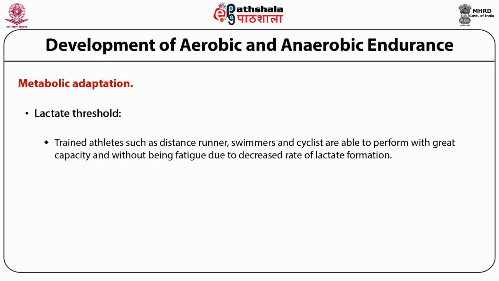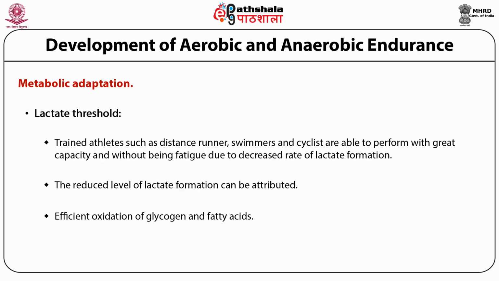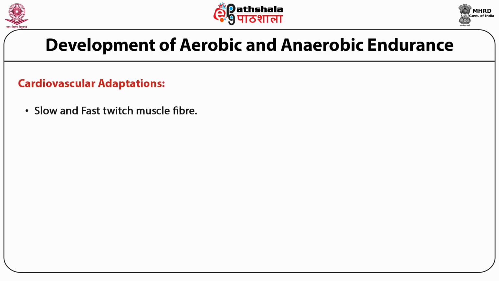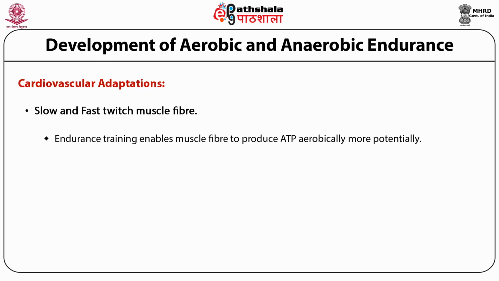Such adaptation is beneficial for individuals who need high aerobic endurance. The reduced level of lactate formation can be attributed to efficient oxidation of glycogen and fatty acids and the production of ATP through aerobic metabolism. Now let's have a look at the muscular adaptation. The change in the slow and the fast twitch muscle fiber indicates that endurance training enables the muscle fiber to produce ATP aerobically more potentially.